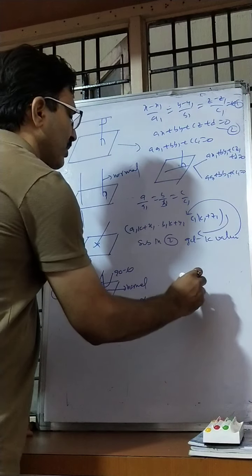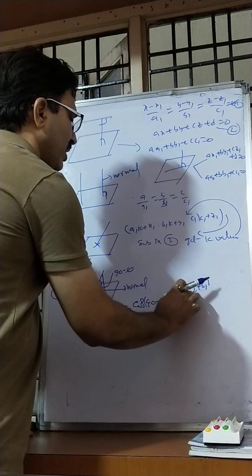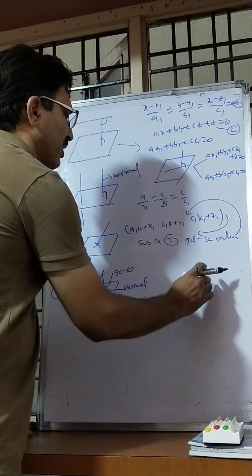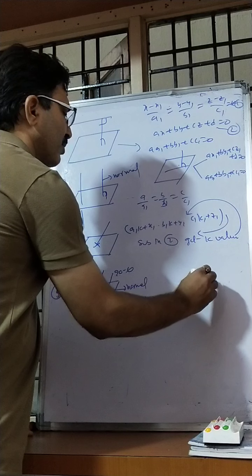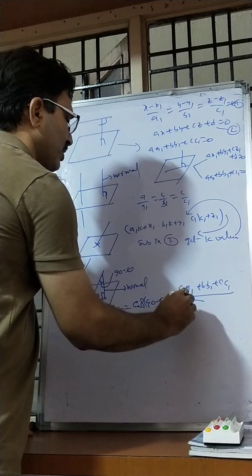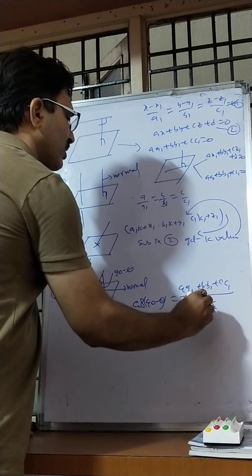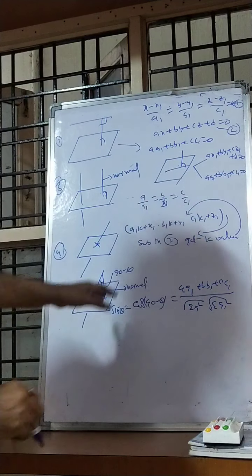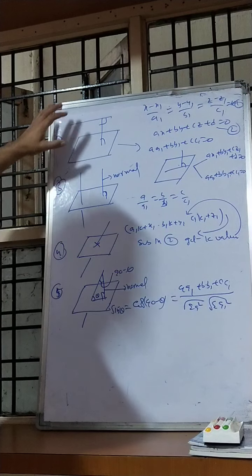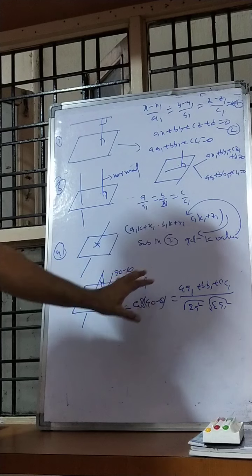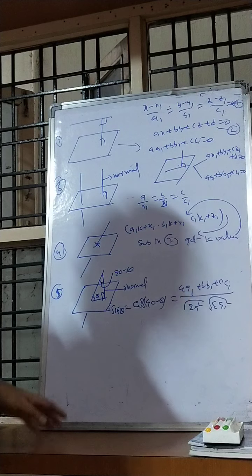That is a1 a2 plus b1... okay, sorry, here a2 is not there. A1 plus b1 plus c1 divided by root of sigma a squared, root of sigma a1 squared. You have to write like this. The angle between the planes also we can do like this.